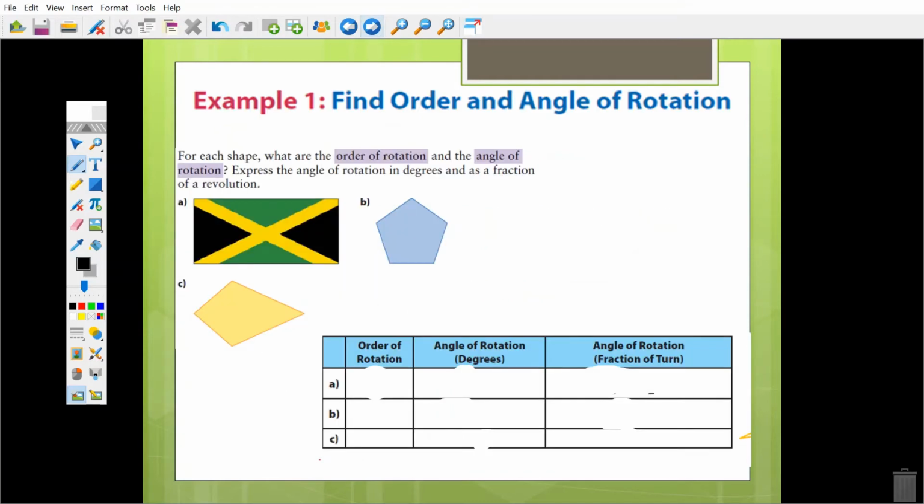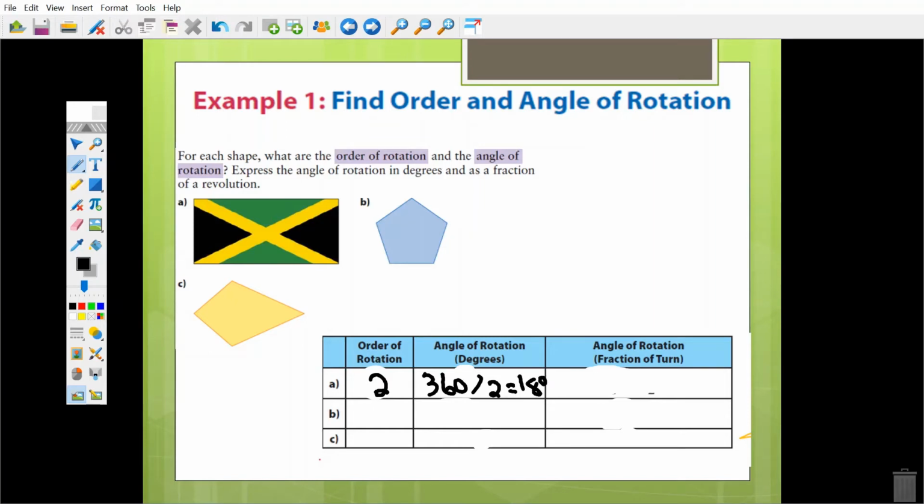Here's a couple more shapes to try that out with. So we've got a flag here, a pentagon, and another 4-sided shape here. We'll start with the flag. The order of rotation would be 2. As the rectangle, it will look like itself when it's upside down, and then when it gets back to the beginning. So the order of rotation is 2. To find the angle of rotation, we're going to go 360 divided by 2. So the angle of rotation is 180 degrees.